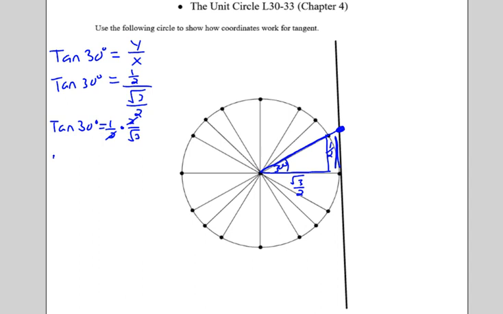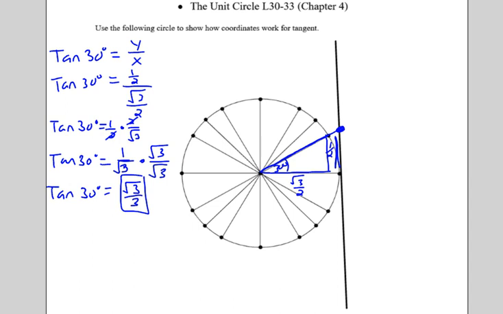So we end up with tan 30 degrees is equal to 1 over root 3. But then we don't really like it with the square root in the bottom there, so we want to rationalize the denominator. So I'm going to multiply this by root 3 over root 3. So we end up with tan of 30 degrees is equal to root 3 over 3, right? So root 3 over 3, that's what tan 30 is equal to.